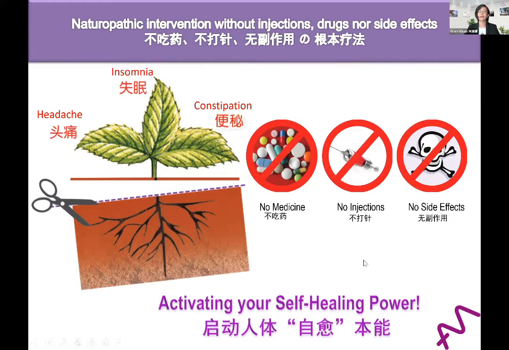I think you must know a lot of people who like to pop a pill very fast. When you get a headache, you pop a pill. When you cannot sleep, pop a pill. When you cannot poop, also pop a pill. So do they know that doing that regularly is actually harmful to their body? So just mention that after you pop a pill, does your headache come back? It does. So is it treating the root cause?